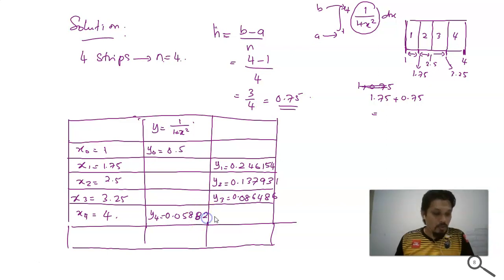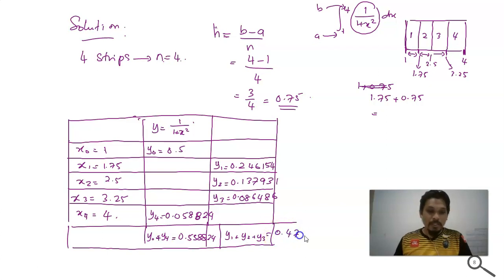Okay class, why did I separate between y0 and yn or y4 here on one side and the rest on the other side? There is a reason for this, okay? But before that, let's find out y0 plus y4. Then it is equal to 0.558824. And then y1 plus y2 plus y3 equal to 0.470571.